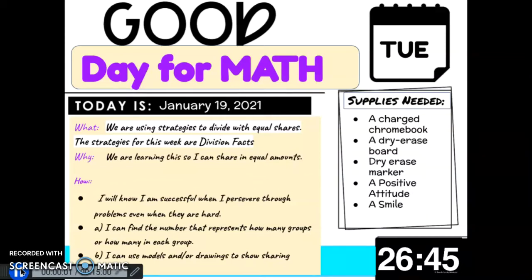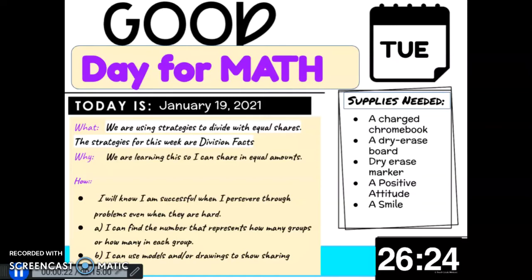Everybody, today is Tuesday, January the 19th, 2020, and we're still working on division strategies. This week we're going to focus on division facts and what facts we know that could help us solve division problems. And we're going to be able to do that using models still, so we can use those models that we've been using to help us figure out what those facts are.